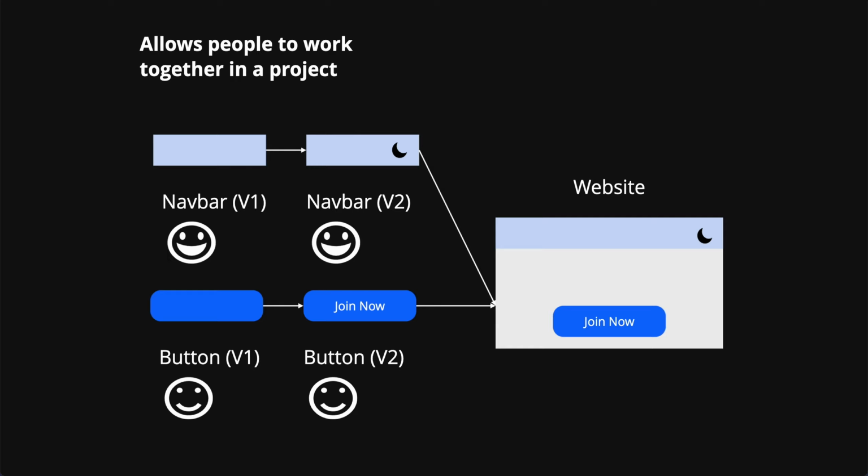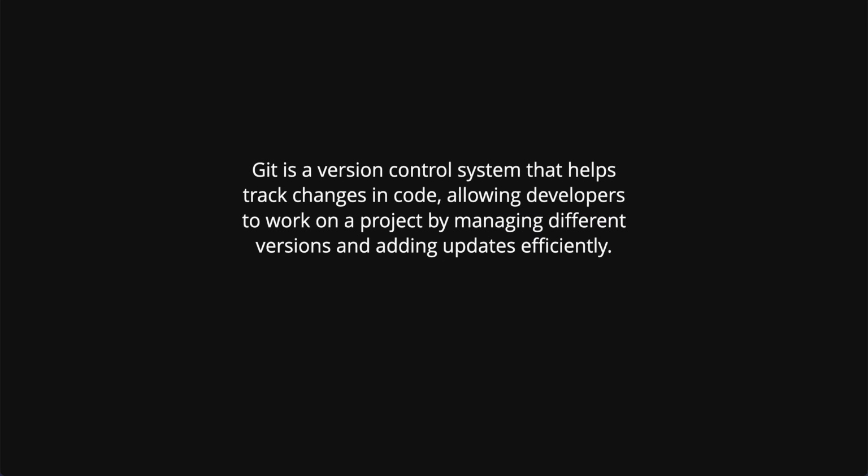So other than controlling the different versions of your features or even your code base, Git also allows people to work together in a project. Essentially, Git is a way to version control our different features or our code base, and this helps us track the changes and allows developers to work on a project with different versions and add updates more effectively and safely as well.